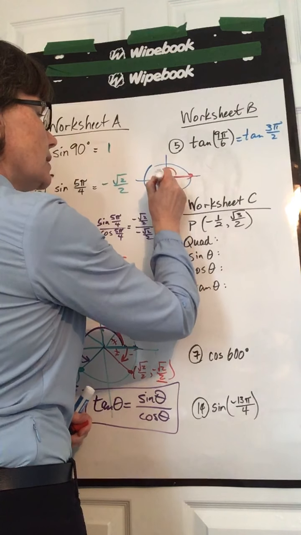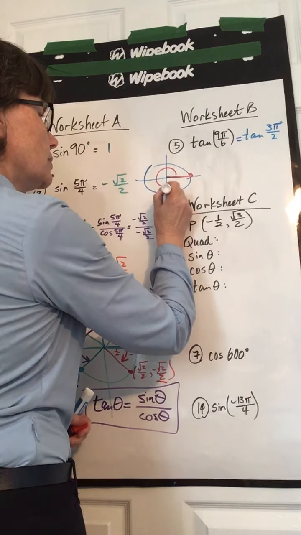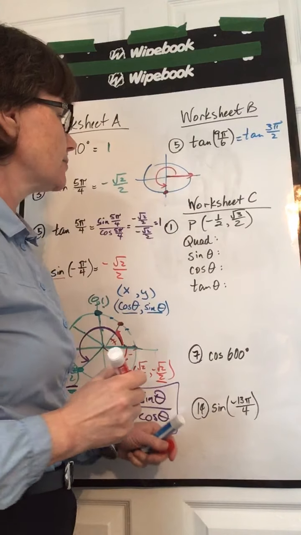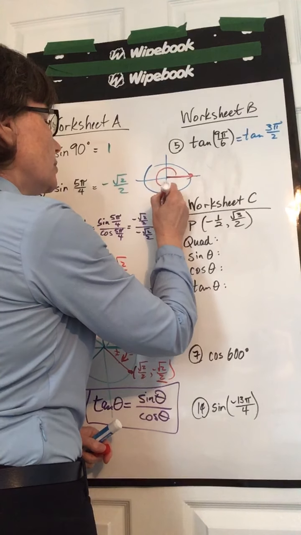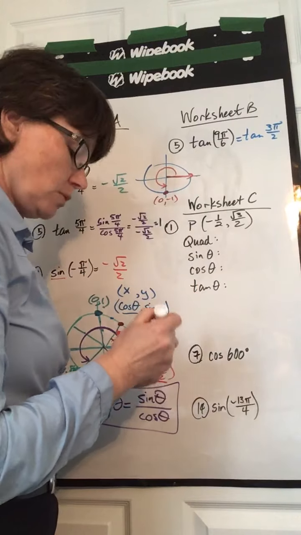Positive angle, so around here, and 3 pi over 2 brings us as far as here. The ordered pair is (0, -1).